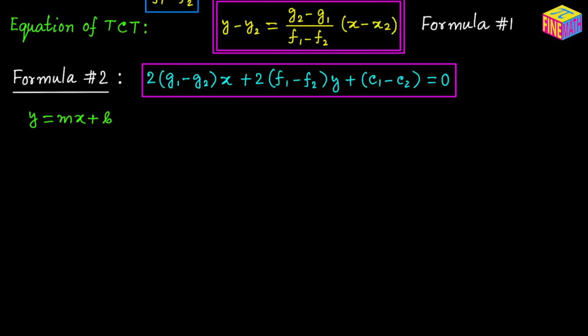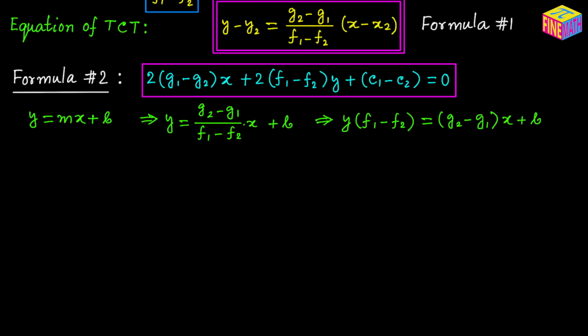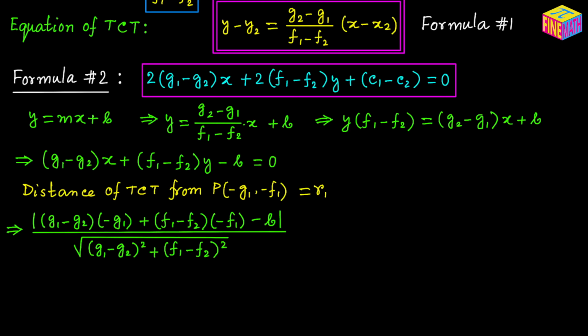So we know the value of the slope. So the only unknown here is the b, the y-intercept, right? So if we plug in the value of m, our equation is going to look like this. And if we simplify that a little bit, our equation is going to look like this. And if we rewrite, our equation will look like that: (g sub 1 minus g sub 2) times x plus (f sub 1 minus f sub 2) times y minus b equals 0.